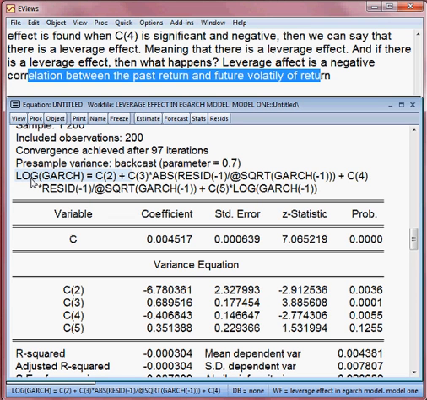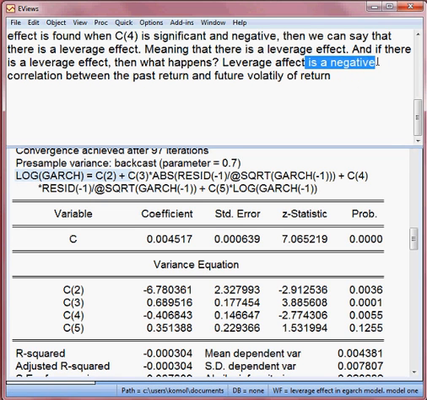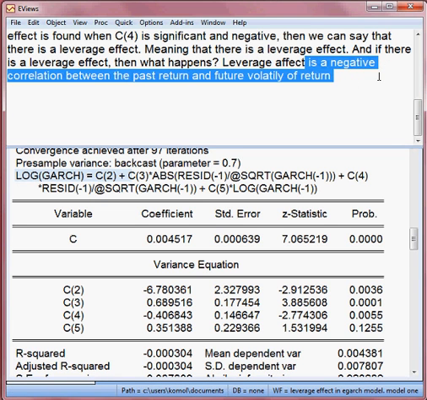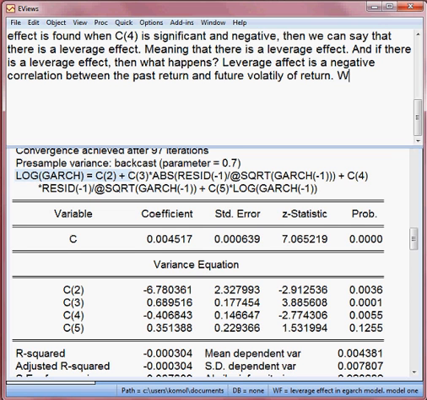So there is always a negative correlation between the past return and future volatility of return, and that is called the leverage effect. That means when the return goes down, then volatility goes up.